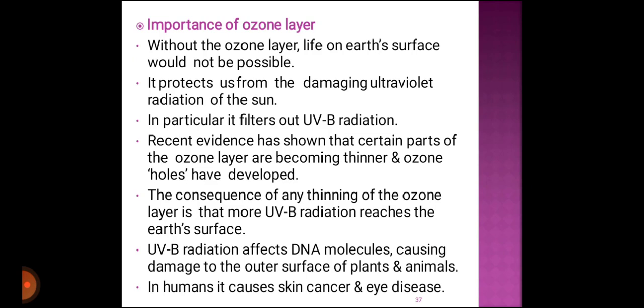Recent evidence has shown that certain parts of the ozone layer are becoming thinner and ozone holes have developed. The consequence of any thinning of the ozone layer is that more ultraviolet B radiation reaches the Earth's surface. Ultraviolet B radiation affects DNA molecules, causing damage to the outer surface of plants and animals. In humans it causes various skin cancers and eye diseases. These are all the various importances of the ozone layer.